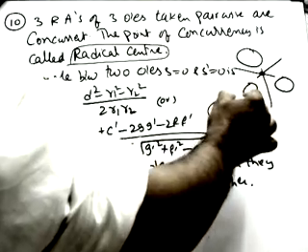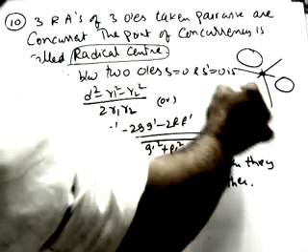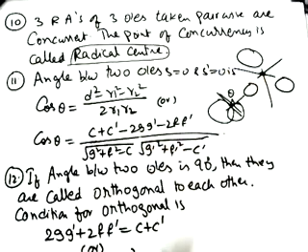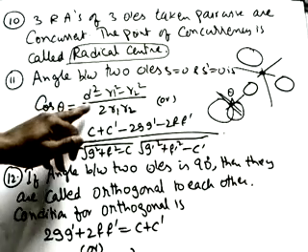Now, the angle between two circles means the angle between the tangents of the two circles at the point of contact.